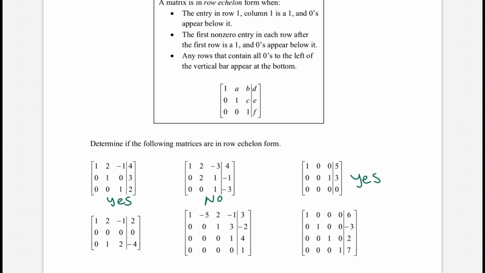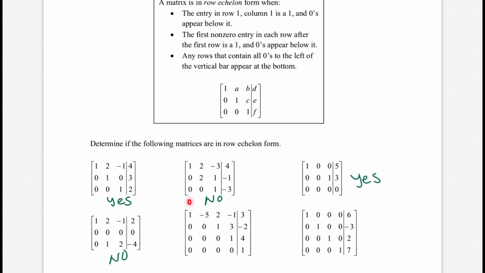This next one, we have a 1 with zeros below it. The first non-zero entry in each row is a 1, but if there's a row with all zeros, it should be at the bottom there. And so this would be not in row echelon form.